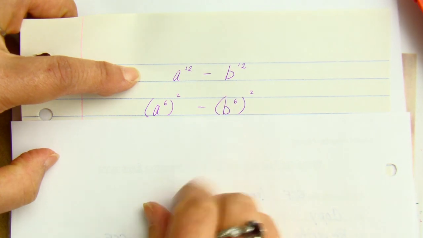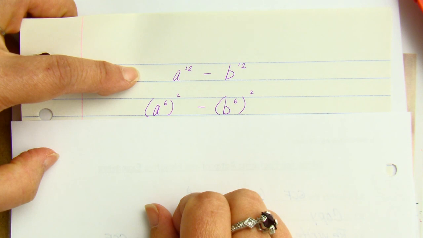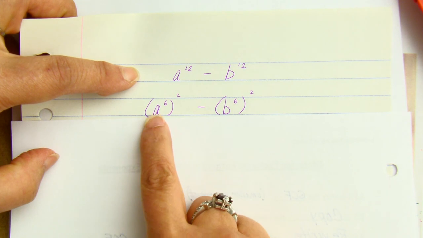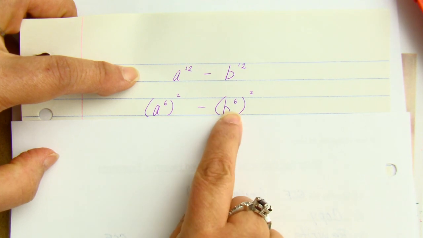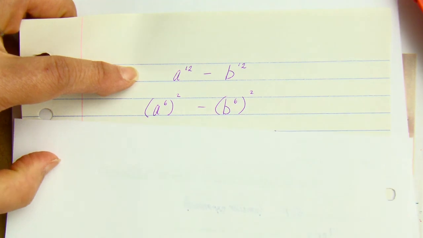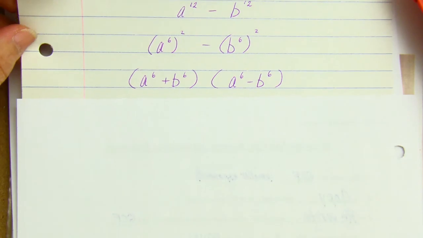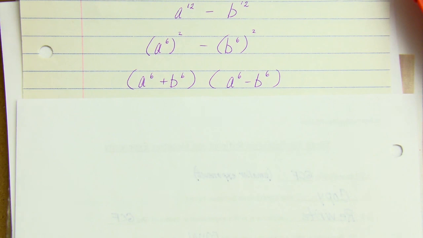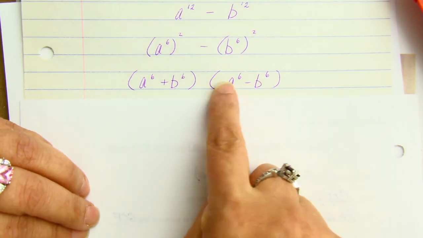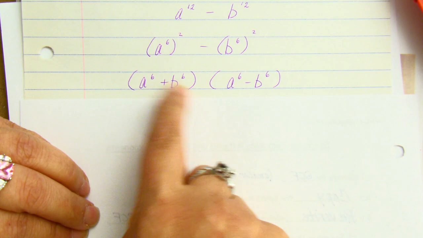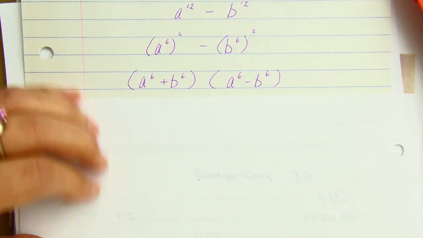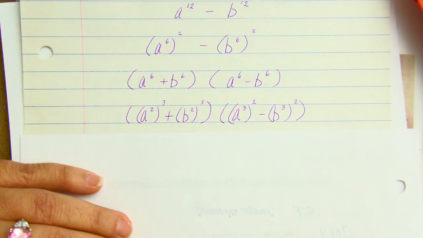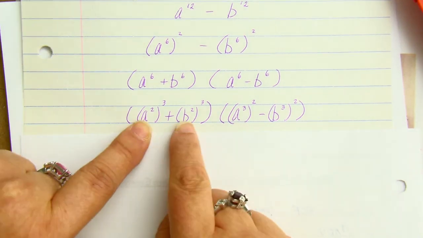So remember how DOTS factors, it's a plus b times a minus b. So this would end up being a to the 6th plus b to the 6th times a to the 6th minus b to the 6th. And there I have that. Now we're not done because this is still DOTS and this is the sum of cubes. I know they're cubes because 6 is divisible by 3. And so in the next step, here's where I just showed and illustrated that this was cubes, right?